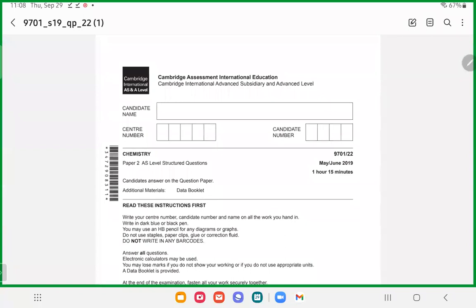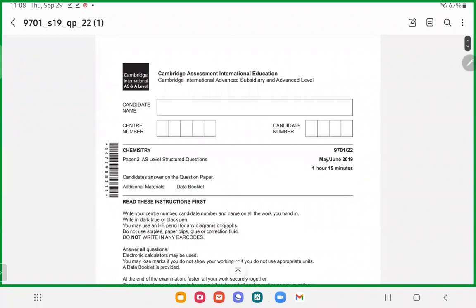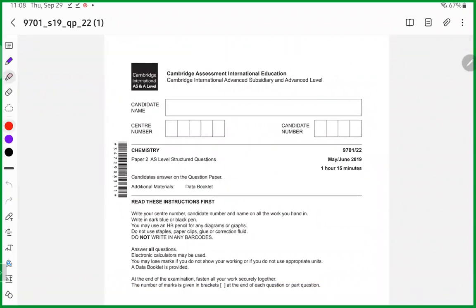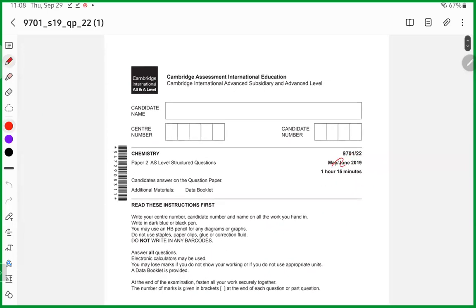Okay, so we are going to start 2019 May June variant 22.